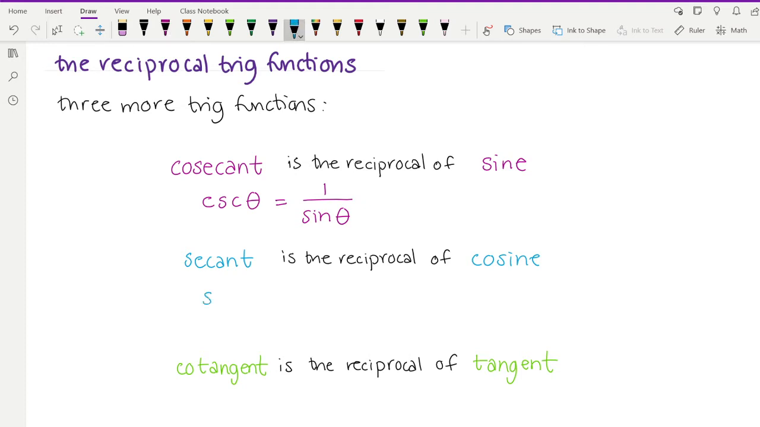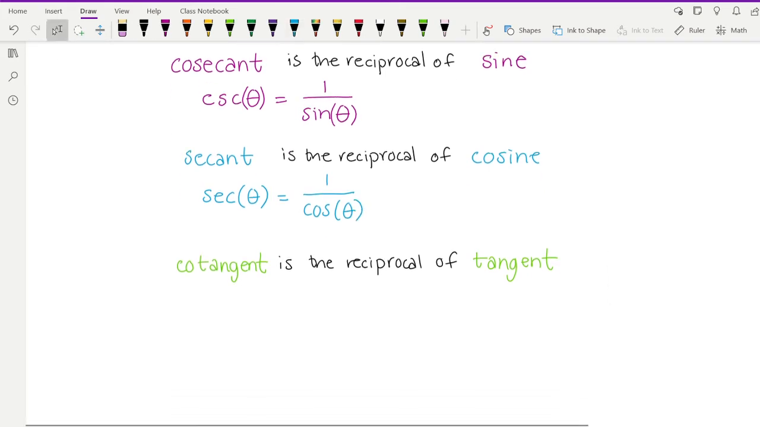So secant, the abbreviation for that is SEC. So secant of theta, and actually I've been using parentheses. Like I mentioned in the last video, you don't have to put parentheses. I kind of like to do them because they emphasize that the angle is kind of like an input. So secant of theta can be written as 1 over cosine of theta, right? Because it's the reciprocal of cosine. And then finally, we have cotangent. So cotangent of theta, the abbreviation is COT, and that can be written as 1 over tangent of theta.